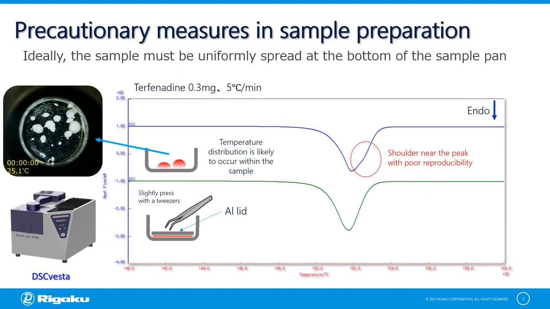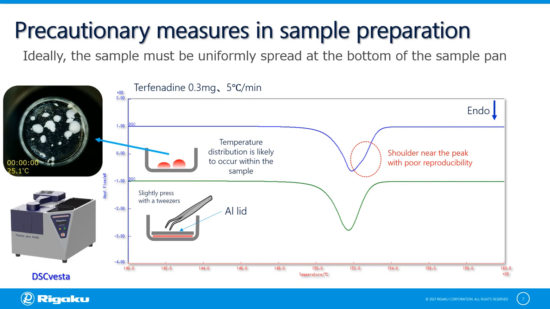Sample preparation is essential to accurately obtain the significant thermal behavior of a material, especially when measuring with a small amount of sample. Disperse the sample thinly on the bottom of the sample pan as shown in the photograph. And if the samples are in different granular sizes, a temperature distribution will occur within the sample, which may result in a shoulder at a peak.